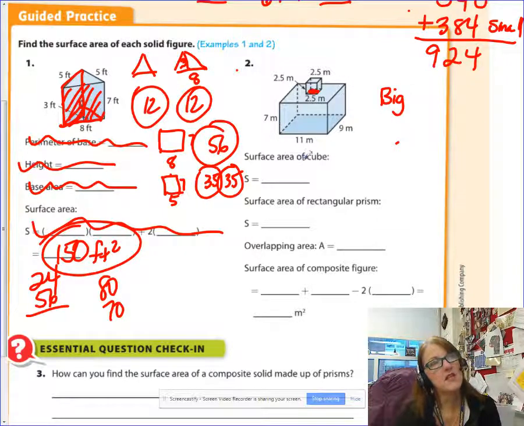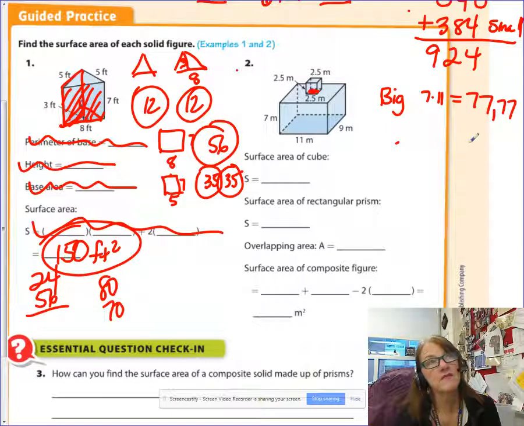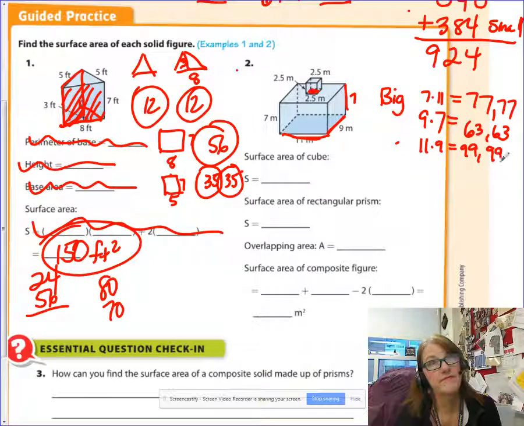The big box has 6 sides. The front and the back are 7 by 11, okay? So 7 times 11 is 77. You have 2 of those. The left and the right side are these two, and they're 9 by 7. So do 9 times 7. That gives you a 63 and a 63. The top and the bottom are 11 by 9. That's 99, and you have 2 of those. Cool.